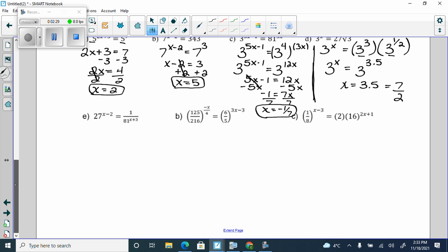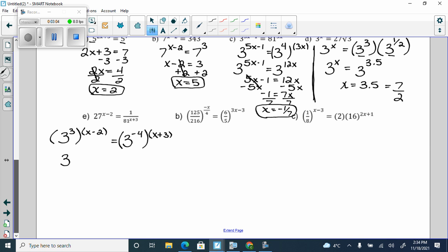E, we can make them all be base 3. 27 is 3 cubed to the x minus 2. 81 is 3 to the what? 3 to the 4. But 81 in the denominator is actually 3 to the negative 4. That's it. So it's the same answer, you just raise it to a negative exponent, right? That's the only difference if it's in the bottom. So we're going to get 3 to the negative 4, x plus 1, or x plus 3. And then the 1 drops to the bottom, but that doesn't do anything.